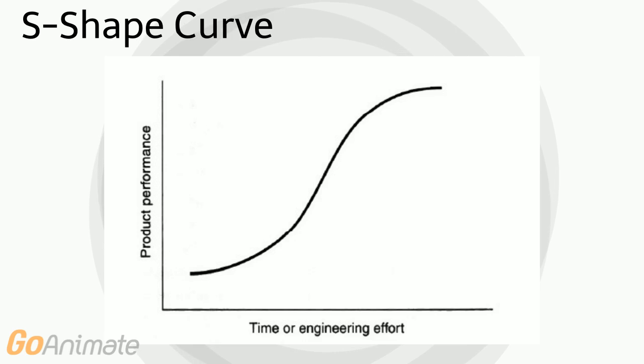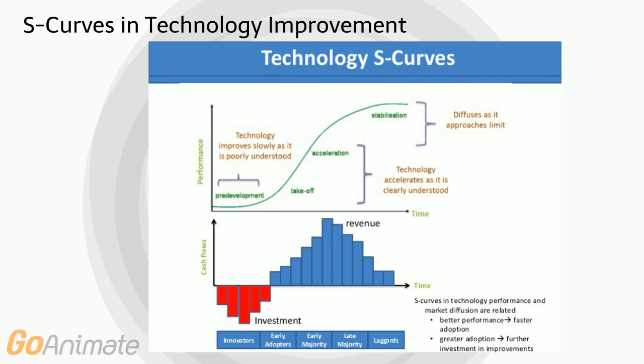Although S-curves in technology performance and technology diffusion are related, improvements in performance may lead to faster adoption, and faster adoption may motivate further investment in improving performance. But they are fundamentally different processes. S-curves in technology improvement is a plot of technology's performance versus the amount of effort and money invested in the technology. It shows slow initial improvement, then accelerated improvement, then diminishing improvement.